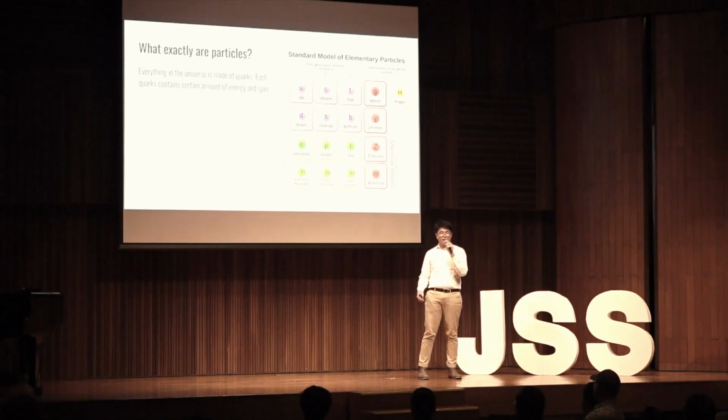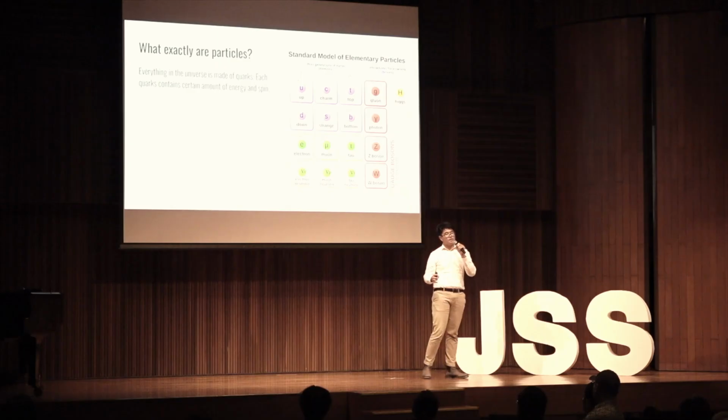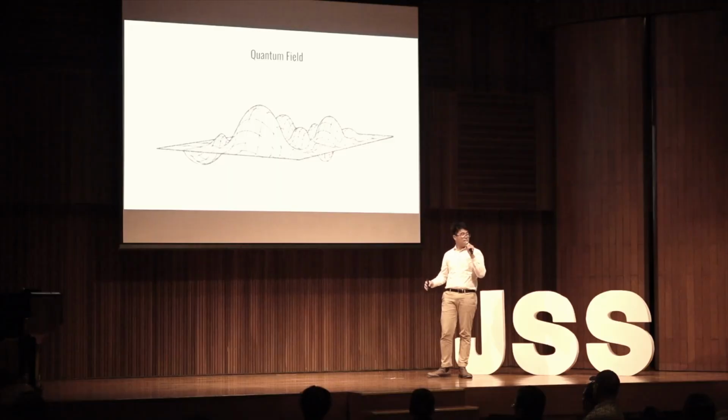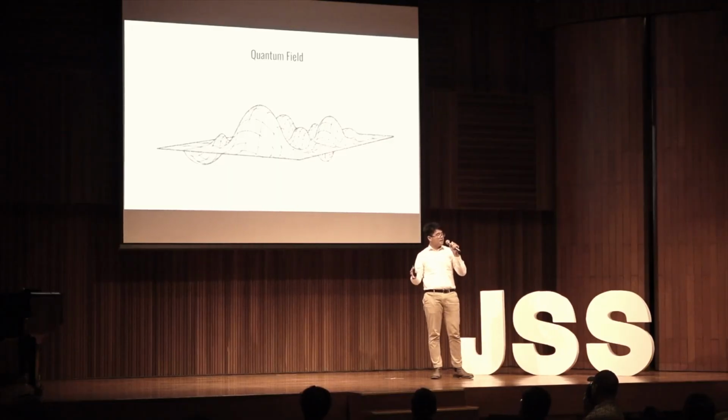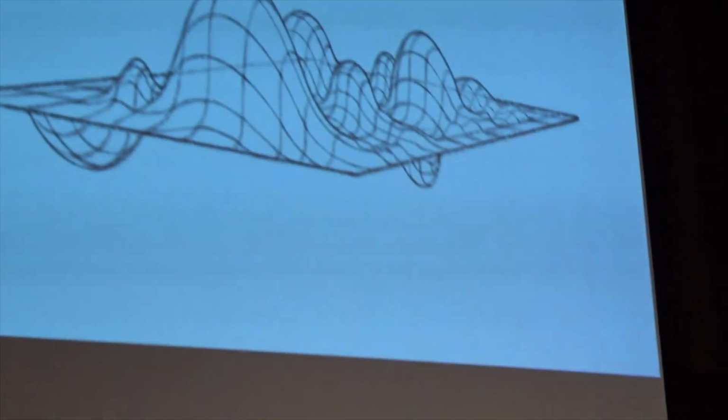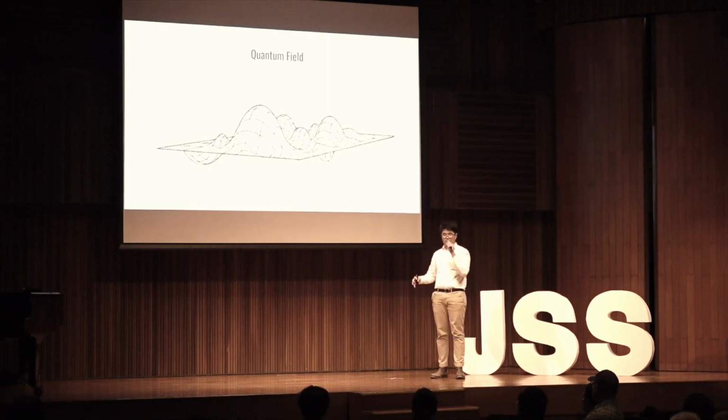Everything you see is made of quarks, because quarks make up protons and neutrons, which make up atoms, and atoms are the basic building blocks for everything. So in physics, we describe particles as three things: an excitation of a quantum field, a collapsed wave function, or just pure energy.